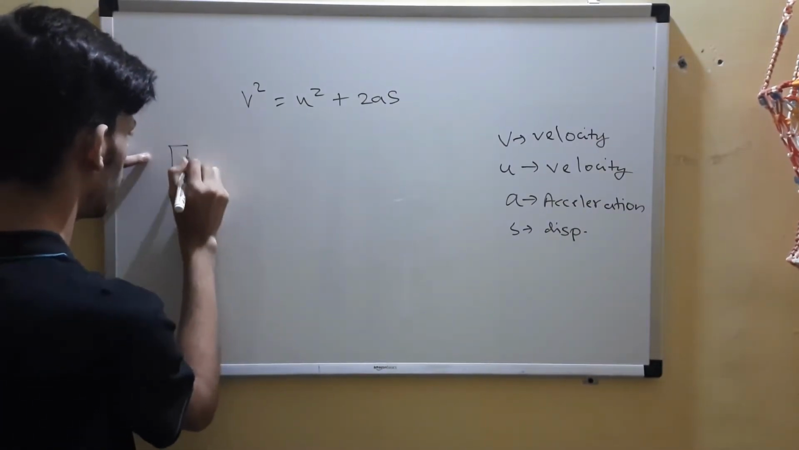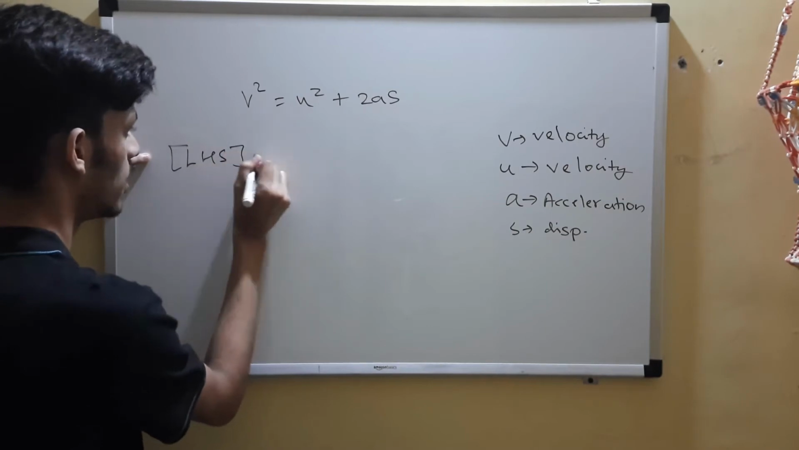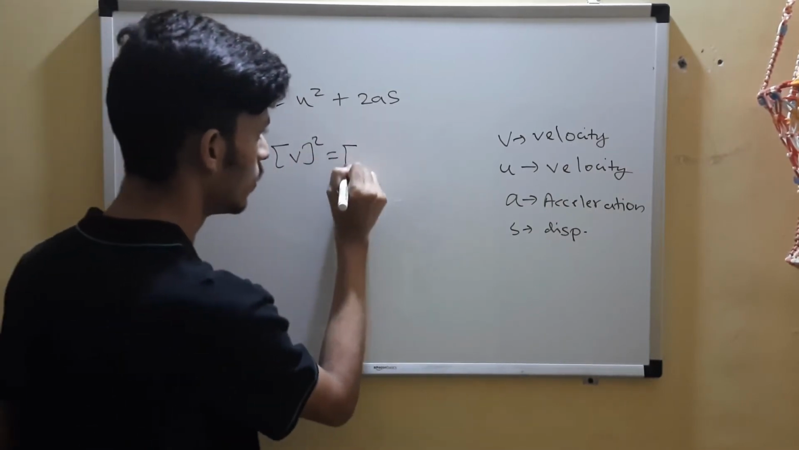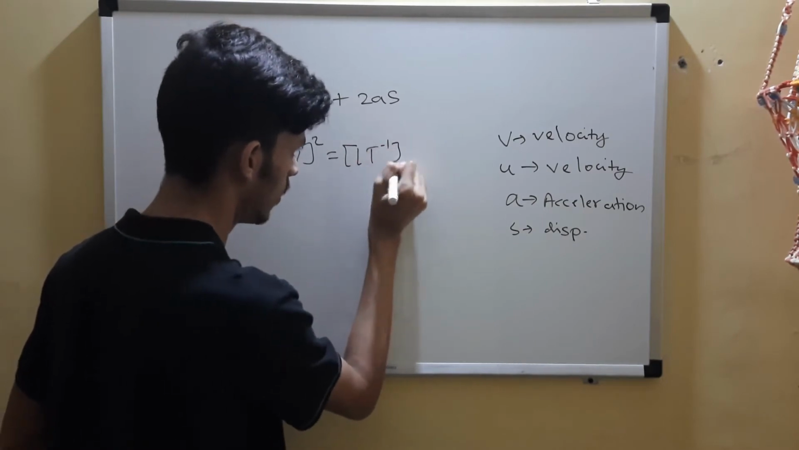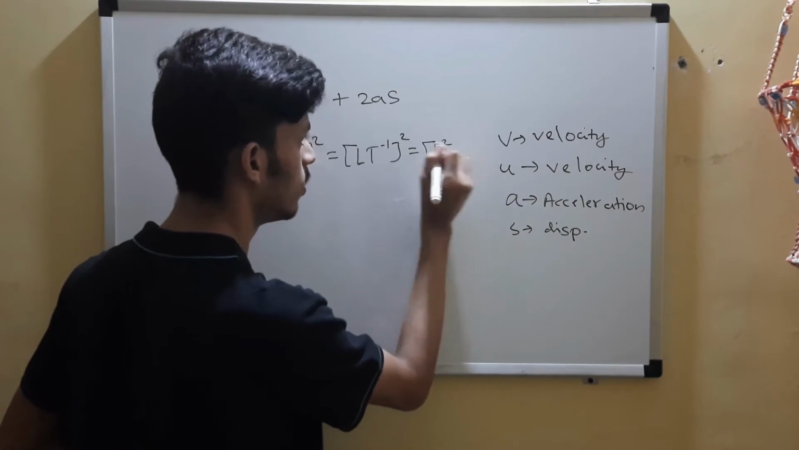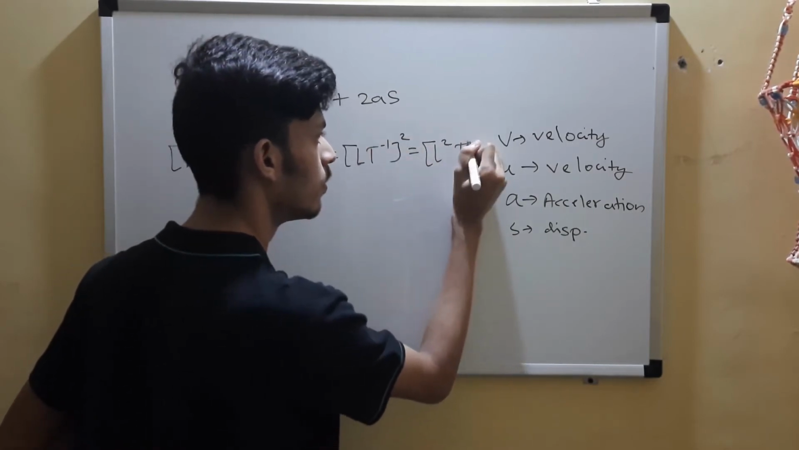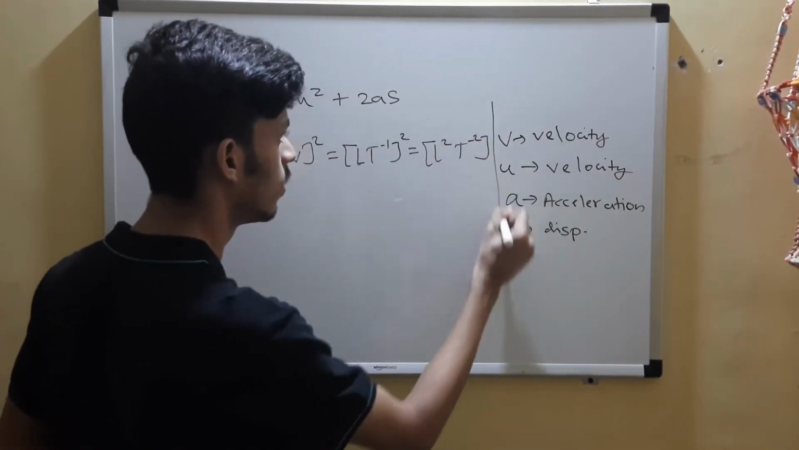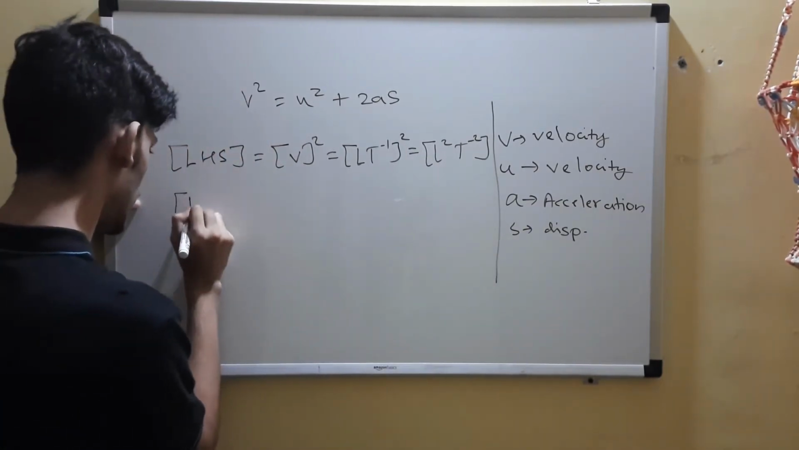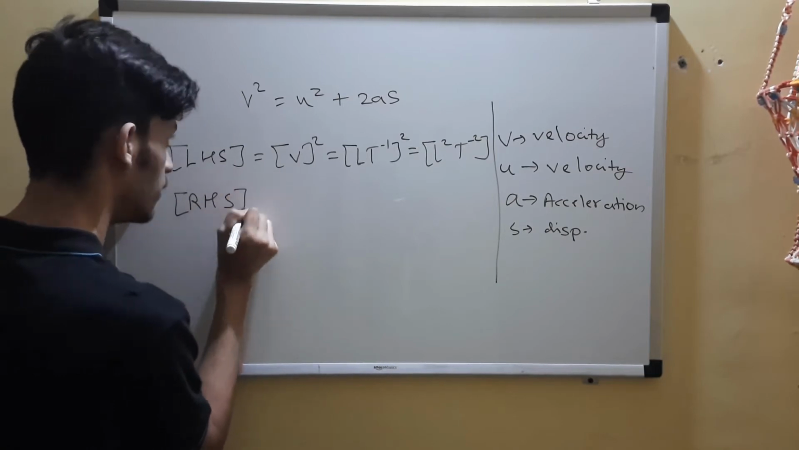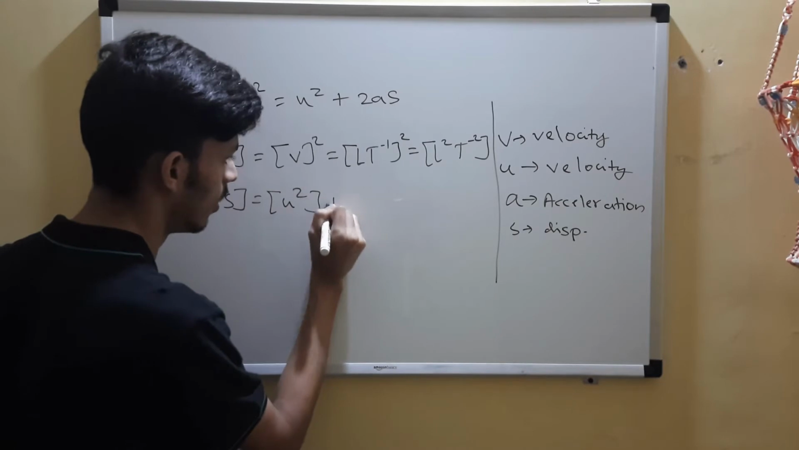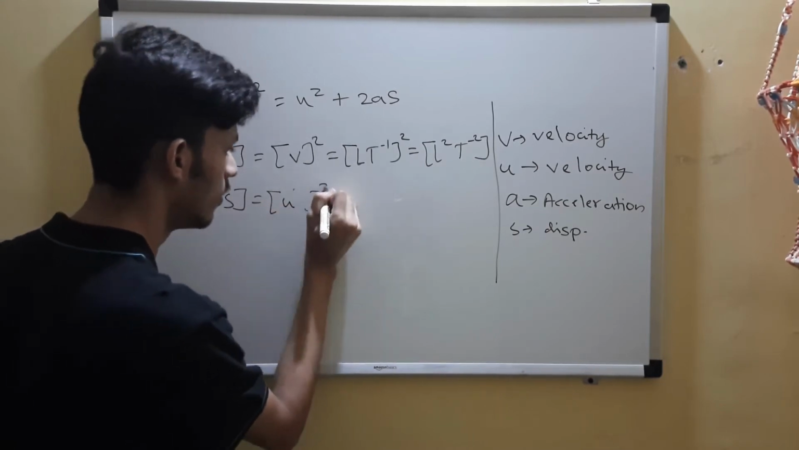Pause and try. So dimensions on left hand side, which is v square, or v we know is LT raised to minus 1, and we have a square over that, so L multiplied to each term. Okay, so this is what we get on the left hand side. Let's go for the right hand side now. Right hand side, let's write that down first, or rather we'll write it this way.